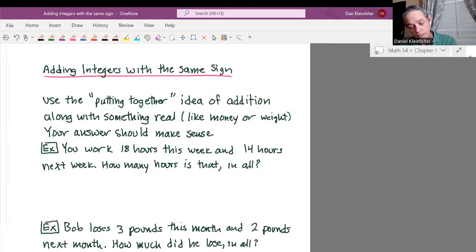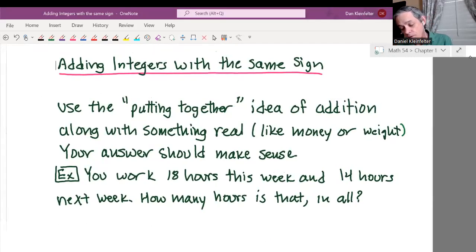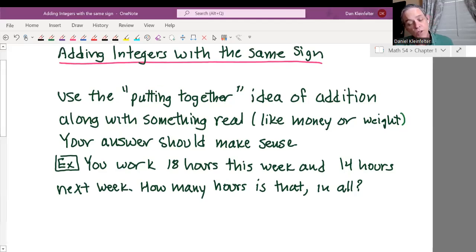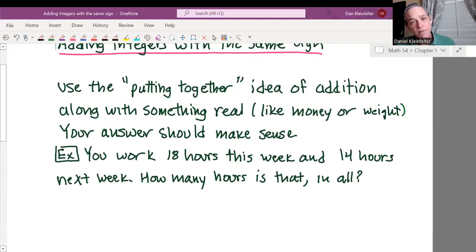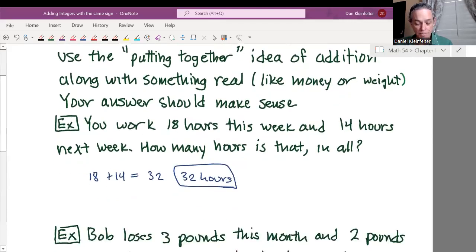Okay. A little bit more on the same topic. If we're adding together numbers that have the same sign, use the putting together idea of addition along with something real and tangible like money or weight, and then your answer should make sense. Suppose that you work 18 hours this week and 14 hours next week. How many hours is that in all? I think anybody's going to interpret these as positive numbers. So that's 18 plus 14, or 32 hours. That's not bad at all.